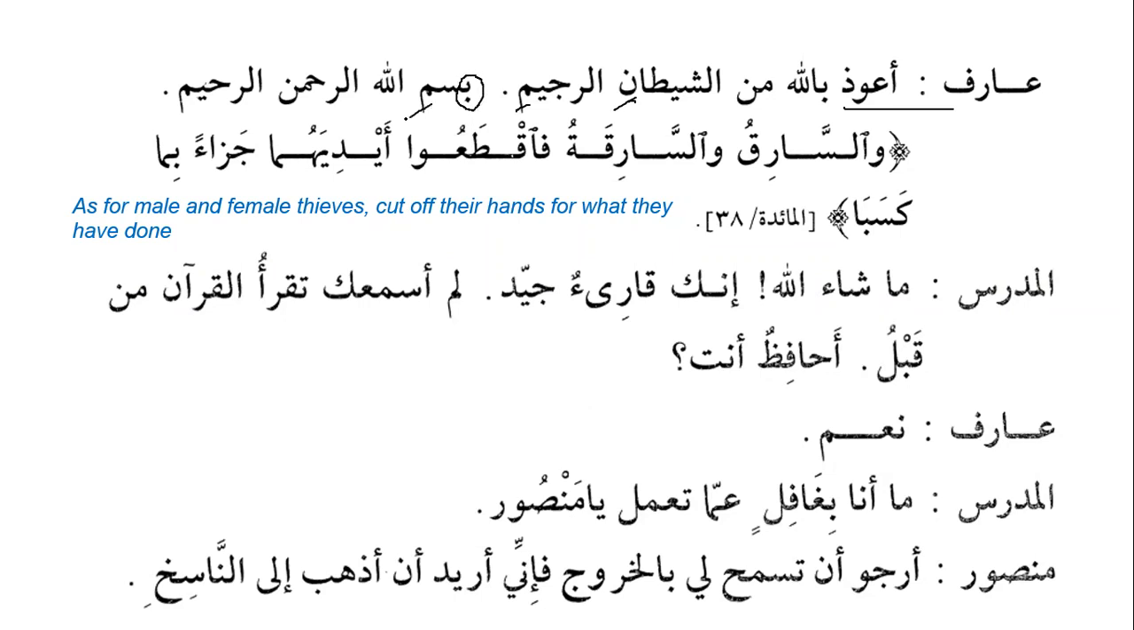Ism is majroor because of ba. And also mudaf, huwa mudaf. Again, lafzul jalala mudaf ilayh. Then we have ar-Rahmani, sifat al-ula, the first attribute of Allah subhanahu wa ta'ala. And ar-Rahim, the second attribute.